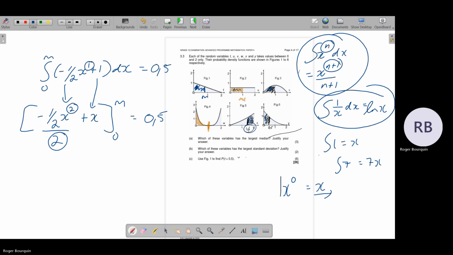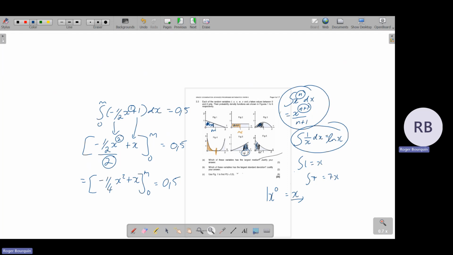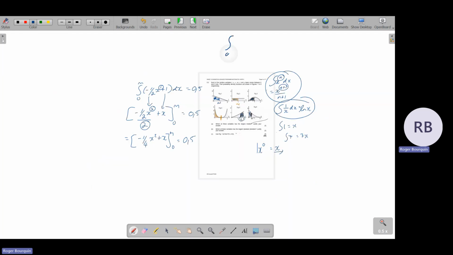What's a half divided by 2? Got a half a cake, you can chop it in 2. Got a quarter of a cake. So it's going to be negative a quarter x squared plus x between m and 0 is equal to 0.5. The fundamental law of calculus says that the integral between a and b of f of x with respect to x is equal to the antiderivative between a and b, which means f of b minus f of a. Which means you sub in the top number minus, in brackets, sub in the bottom number.